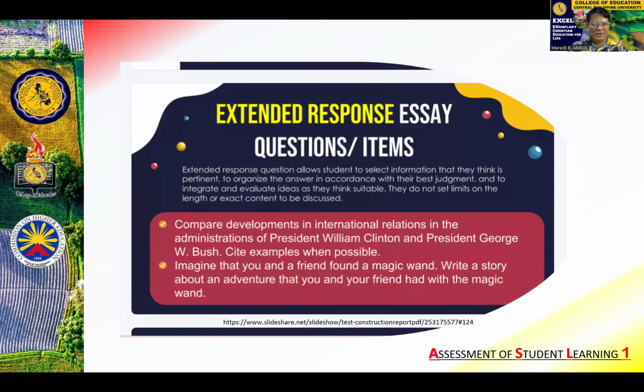Then you cite examples when possible. And imagine that you and a friend found a magic wand. Write a story about an adventure that you and your friend had with a magic wand. So that's it. It's, of course, the extended response.